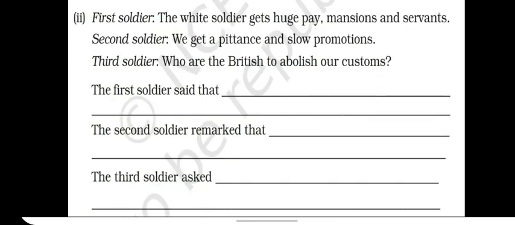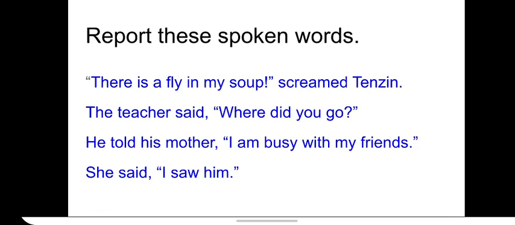So these are the two exercises from your textbook, and I have given you this simple exercise. Here you only have to change four sentences, like there is a fly in my soup, screamed Tenzin. So when you change this, you'll be like Tenzin screamed that there, then verb will change and pronoun will also change, and then you'll see. You'll do that by yourself. There are only four, and I hope everyone can do that easily.